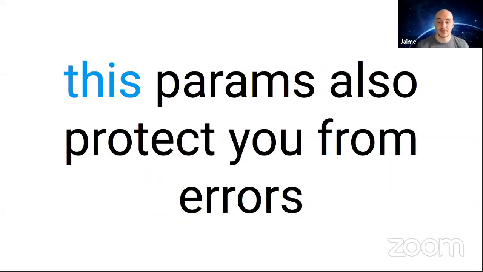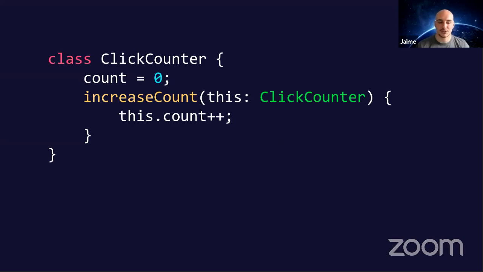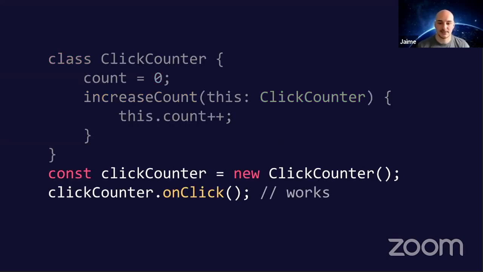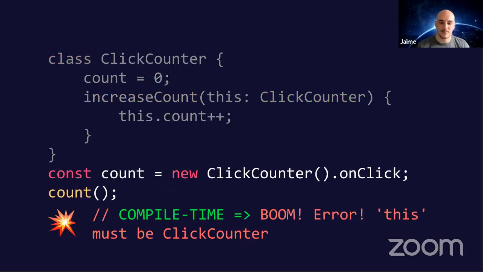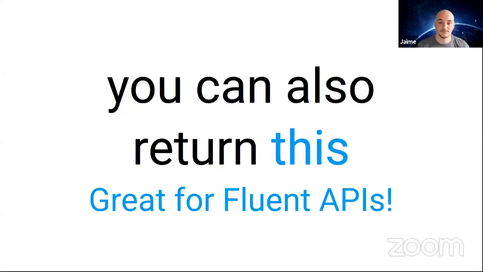They also protect you from errors. So if you have this function that expects this to be click counter and you extract it, if you use it like this, it works. But if you extract it like this and then use it later, the compiler will tell you, yeah, I expect this to be counter, but because you have taken it away from the context of the object, it no longer is. The TypeScript compiler will catch these errors as well.